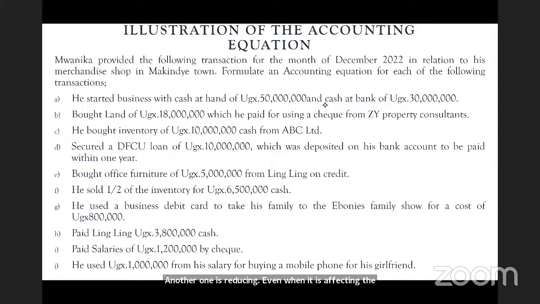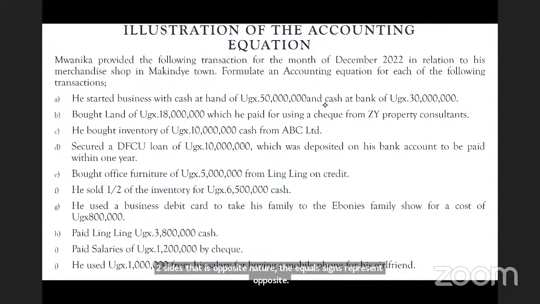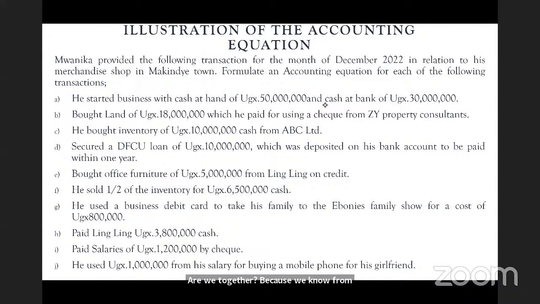The equal sign represents opposite. Are we together? Because we know from our basic mathematics that once a figure crosses the equal sign, it becomes negative if it was positive, and positive if it was negative. Isn't that the opposite nature? We are going to see when we are defining double entry that the word opposite is very key, very important.